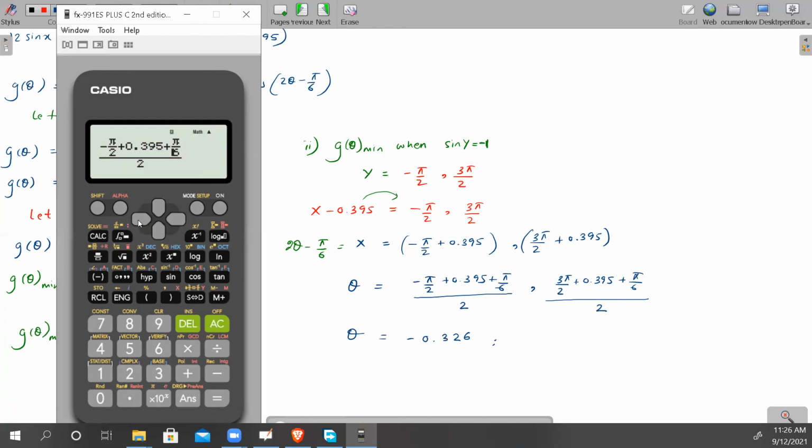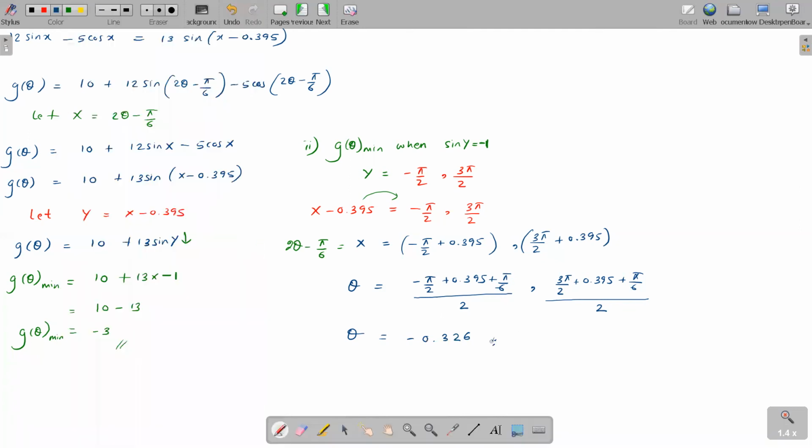Okay, so this one. 3 pi over 2, right? So the only thing that changes here is 3 pi over 2. So I'll erase the minus, and 3 pi over 2 plus 0.395 plus pi over 6 divided by 2 equals 2.815. So this looks good. This is the positive figure, right? 2.815.